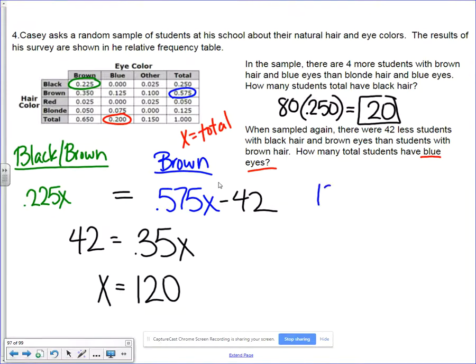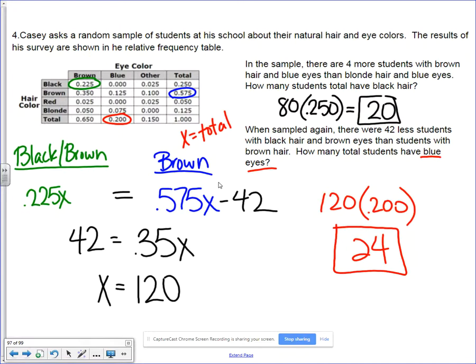So I'm going to take this 120. Whoops. Let's go back to my red here. I'm going to take this 120 and multiply it by the 0.200, and this will tell me there are 24 students with blue eyes. Now, folks, you might have to go back and view that explanation for this question again to look at it and see how we do. Okay, that's a little bit more difficult of a question.